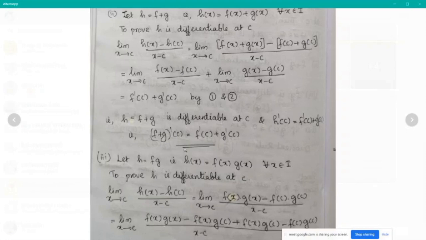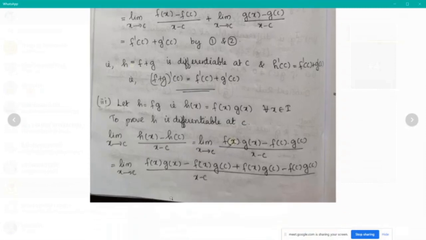By condition number 1 and condition number 2, the first limit is f dash c and the second limit is g dash c. So h is differentiable at the point c, and the derivative is f dash c plus g dash c at c. അതായത് derivative of h. What is h? h is f plus g. Derivative of f plus g at c is f dash c plus g dash c. So that completes the proof of differentiability of the sum of differentiable functions.